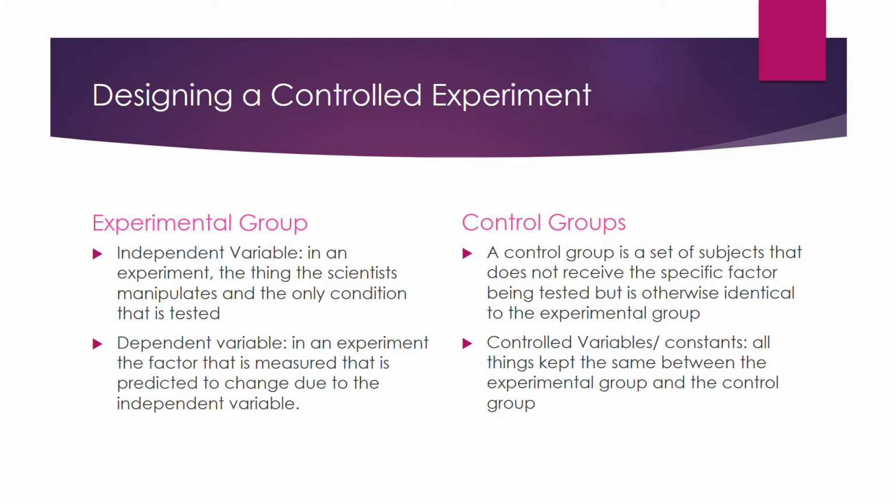When conducting experiments, there are often many factors that could influence the outcome, and so researchers can't always feasibly eliminate all of them, but they do their best to control the unwanted variables by canceling out the effects using control groups. So a control group is a set of subjects that does not receive the specific factor being tested, but is otherwise identical to the experimental group. And all of the factors that are identical between the experimental group and the control group are known as constants or controlled variables, depending on which textbook you're using.